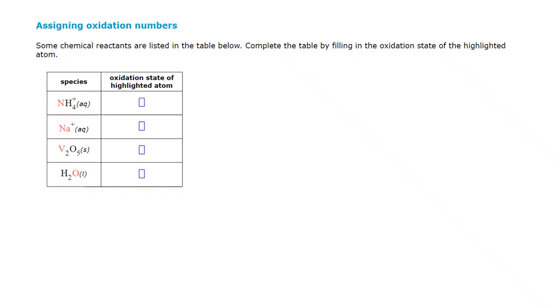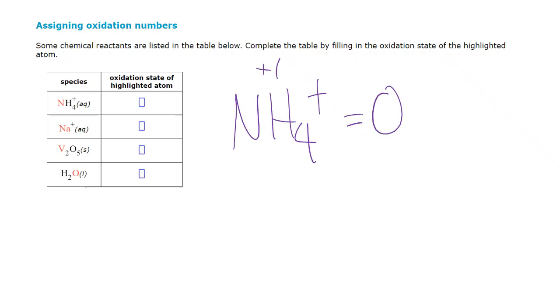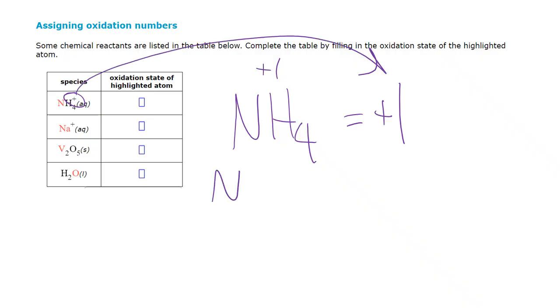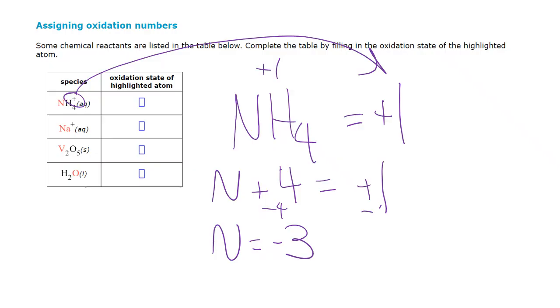So I'll set up this one again algebraically. NH4 plus equals +1. Hydrogen's +1. So we have nitrogen plus 1 times 4 equals a +1. And so nitrogen is going to be a -3, because if we subtract 4 from both sides, that's what we get. Next one is a lone ion, so it's that charge of that ion.